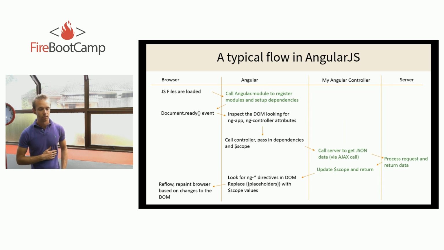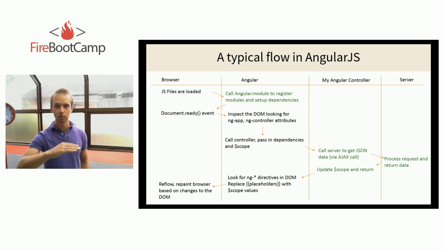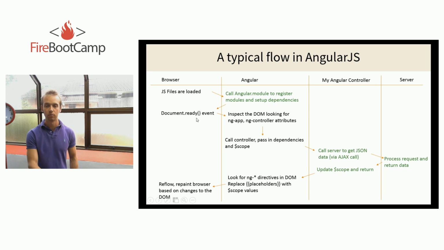Okay, so the flow here: the JavaScript files all get loaded. We might register some dependencies. We haven't looked at that yet. The document ready event fires. Then the Angular framework goes off and looks for ng-app, it looks for ng-controller, and it chases them all down. It finds what it needs to do. It calls the controller and passes in the scope. Normally here we'd go off to the server, get some data, and update that into the scope. For now we've just set static data. And then any time Angular passes execution to the controller and comes back, it will loop through and look for things that have changed, like placeholders in the DOM, and update them. And then we repaint the page.